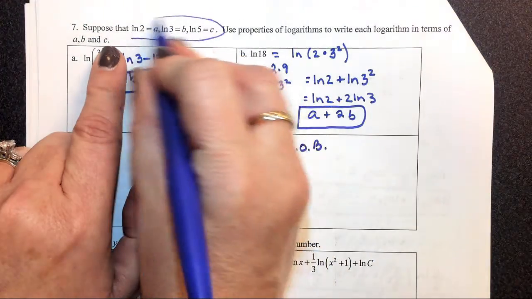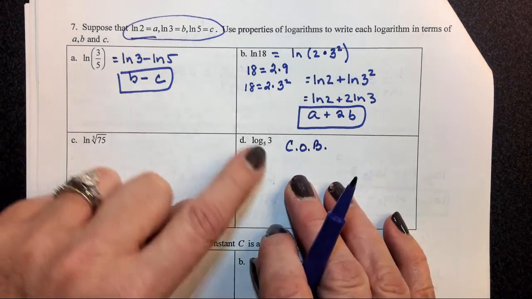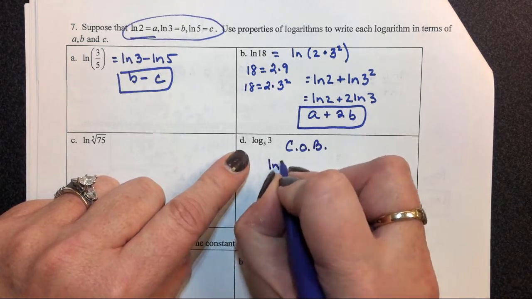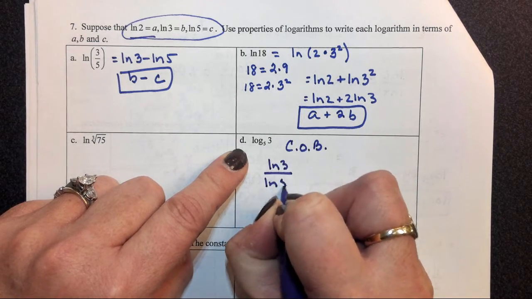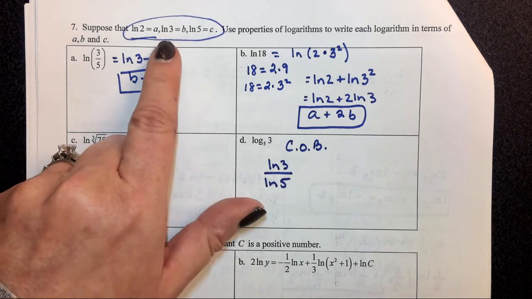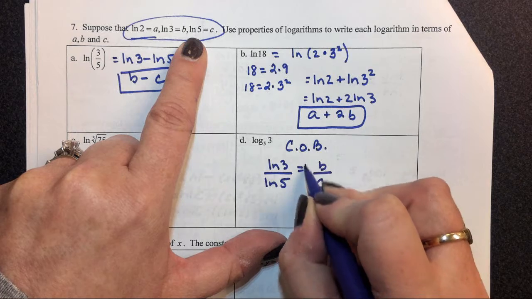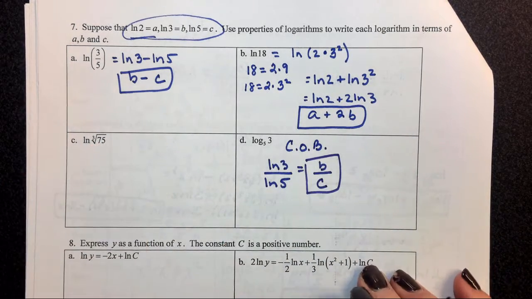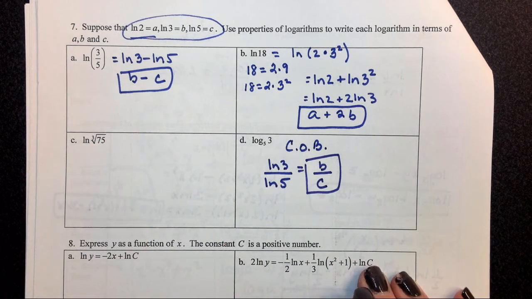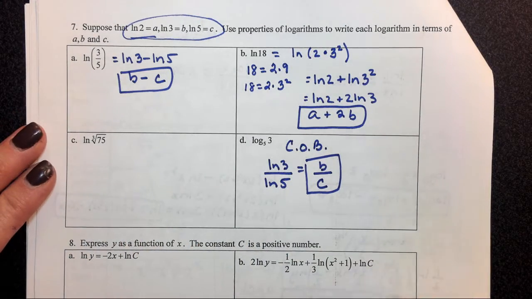Because somehow I've got to use this information, and all these are given in terms of base e. So remember, by your change of base formula, I can take the natural log of 3 divided by the natural log of 5. And then natural log of 3 is equal to b, natural log of 5 is equal to c. So remember, when you're given information, if your bases don't match up, that's what you have your change of base formula for, to get everything in the base that you need. So any questions on those types of problems using your properties?